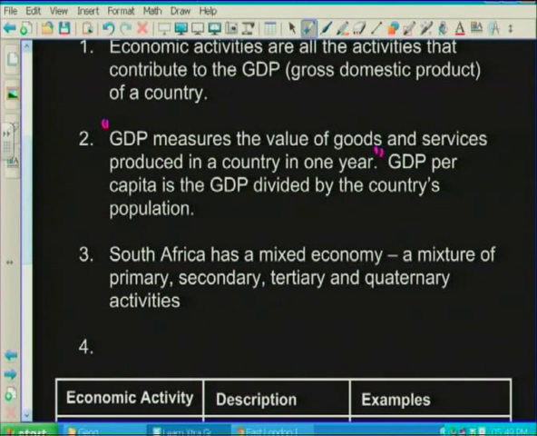How much money, or the value of all the goods and services and produce that we make in a year, added together as a whole nation, that gives us a GDP. Your GDP per capita is the GDP divided by the country's population. So that's what sort of influence or input per person, that's what the word per capita there means, do we contribute or participate in the economy.